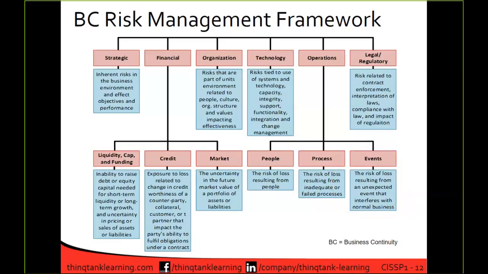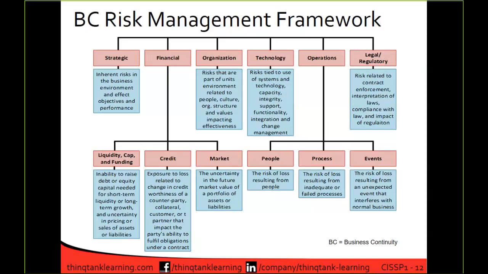Okay? Events, the risk of loss resulting from an unexpected event that interferes with normal business. This could be acts of God, earthquake, fire, flood, etc. Could be sabotage. It could be an organization that you partner with that processes, say, credit card transactions for your company. They get compromised. That becomes an event in your organization as well.